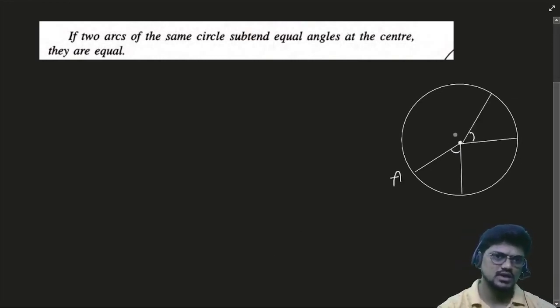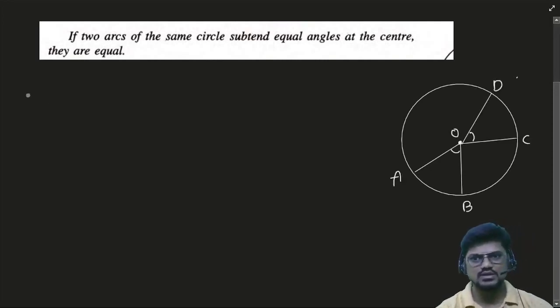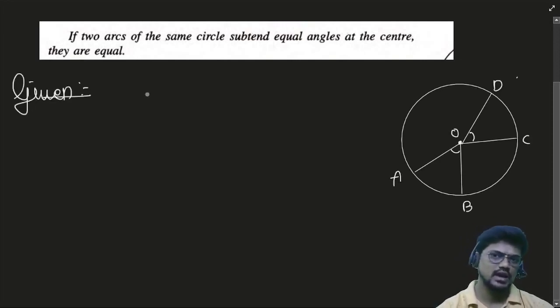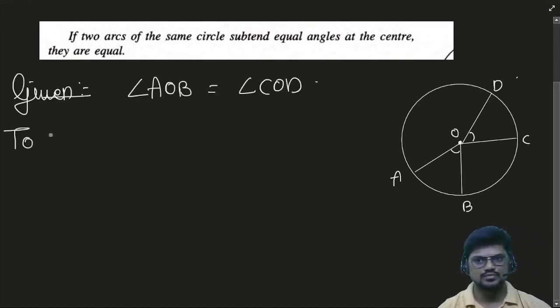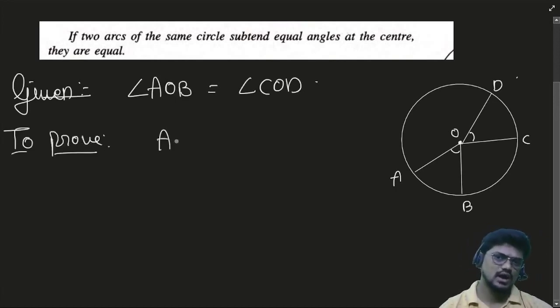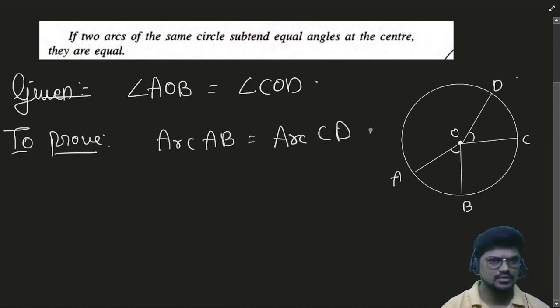That is, if this is AOB, this is COD, what is given in this? The given thing is angle AOB is equal to angle COD. They subtend equal angles at the center, then they are equal. Now what you have to prove? To prove is arc AB is equal to arc CD. This is what you need to prove.